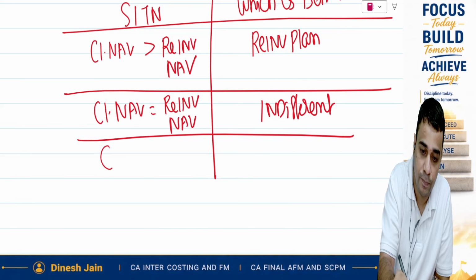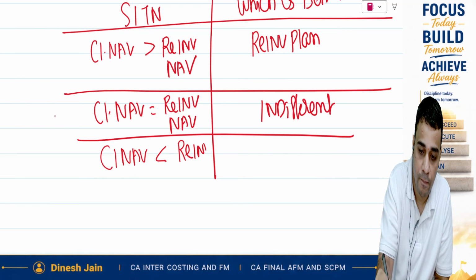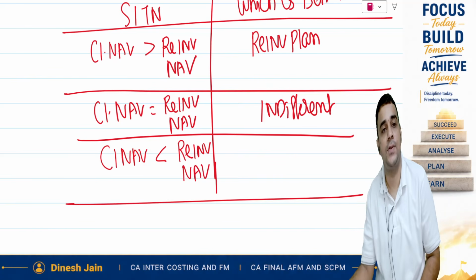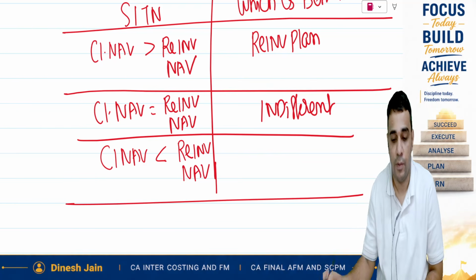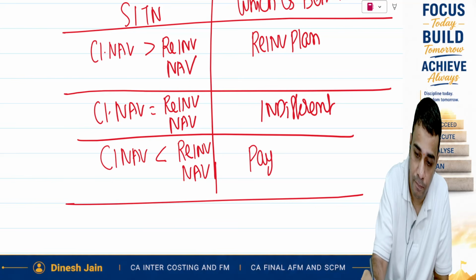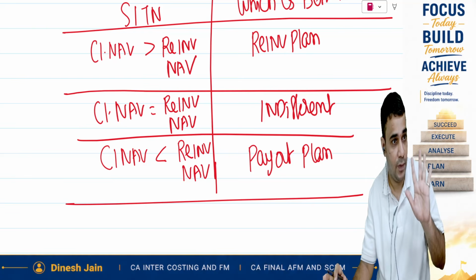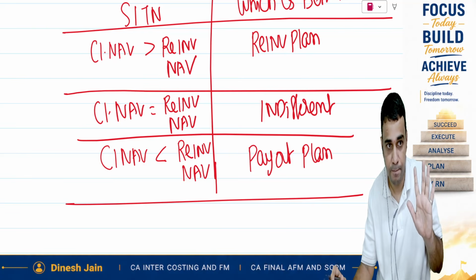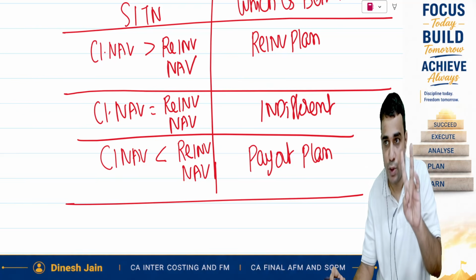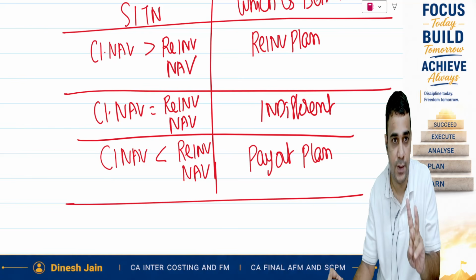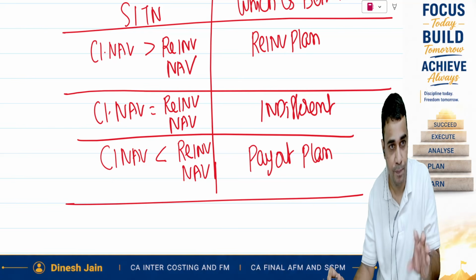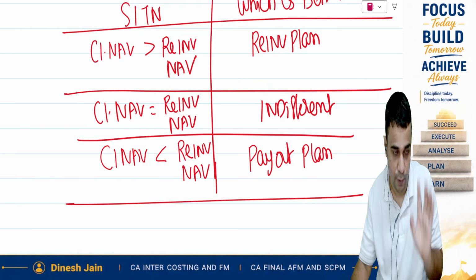Last situation: closing NAV less than reinvestment NAV. Payout plan is better. Understood the concept? Any doubts? Clear? I'm giving you 2 minutes because I've done a little lengthier concept. Go through all the calculation, and any place you have a doubt, let me know.